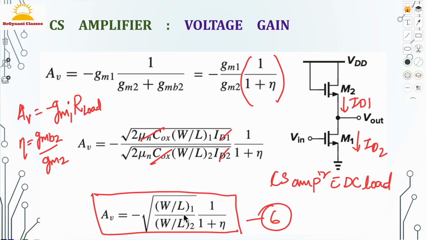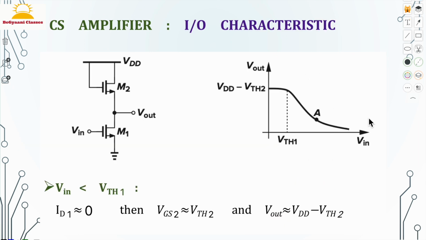This equation reveals an interesting property of the diode connected common source amplifier. If the variation of eta with output voltage is neglected, then the whole voltage gain of the amplifier is independent of bias currents and voltages, which indicates that the input output characteristic of this amplifier is relatively linear. So the input output characteristic of the diode connected common source amplifier is more linear, as shown in this plot.